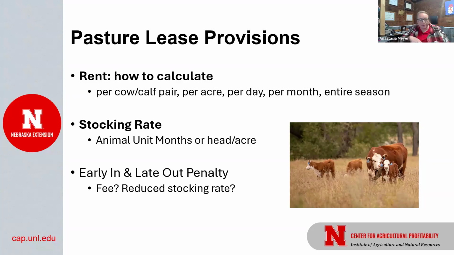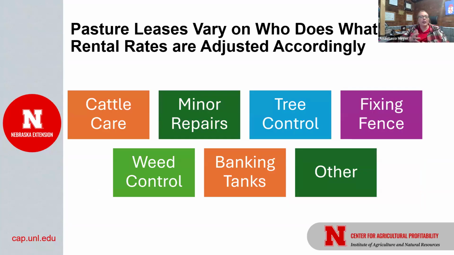And then also, what happens if they are early in or laid out penalty? Are you having a fee? Do you have a reduced stocking rate next year? Those are some things to be thinking about, as well as who does what, right? The more a tenant does, whether it is on a farm ground or pasture, the more they do, ideally, the cheaper the rent is, right? Because they're contributing back to it. So, cattle care typically is a tenant, right? But if the landowner is doing the care, that's gonna go up.